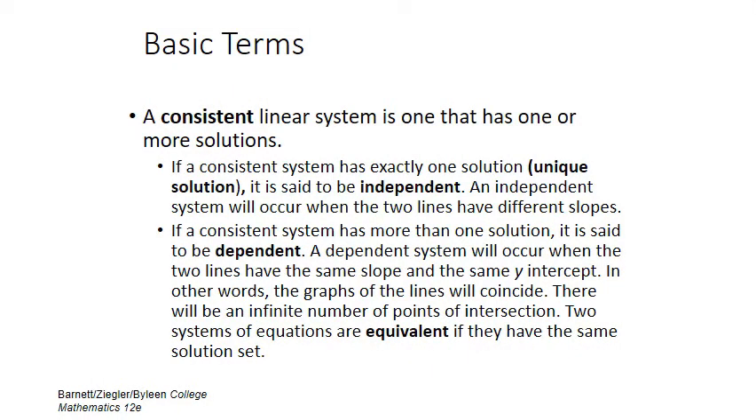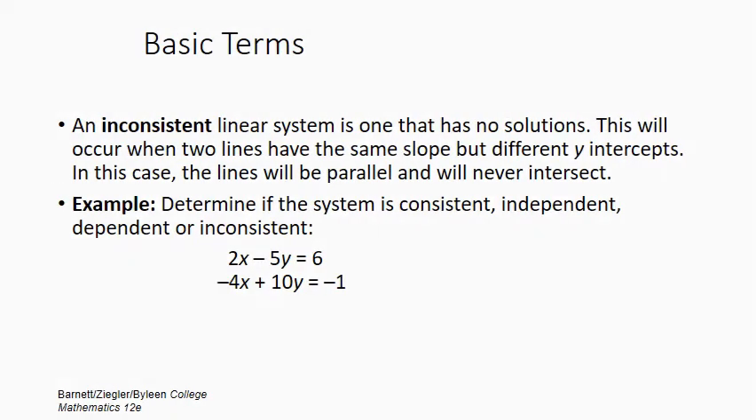So there are some basic terms related to this. A consistent linear system is one that has one or more solutions. If a consistent system has exactly one solution, we call it a unique solution. It is said to be an independent system. And if a consistent system has more than one solution, we call it a dependent system. And then there is the inconsistent system.